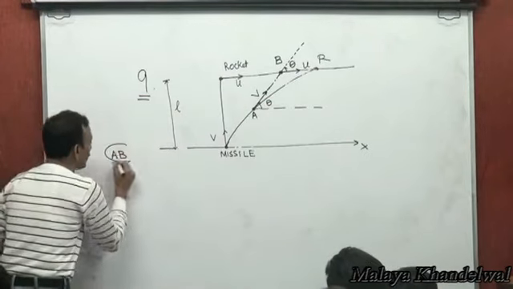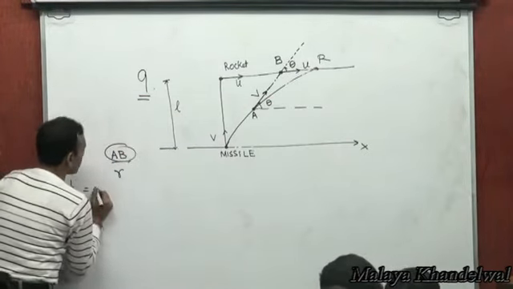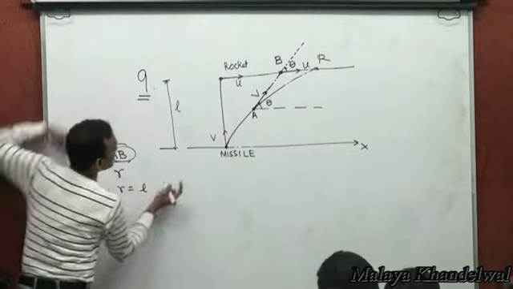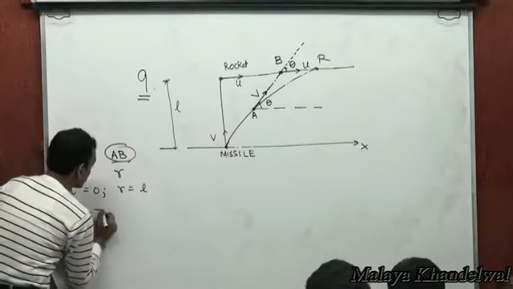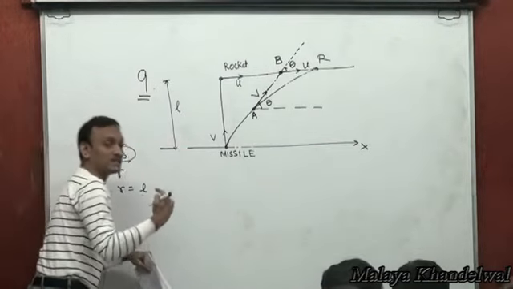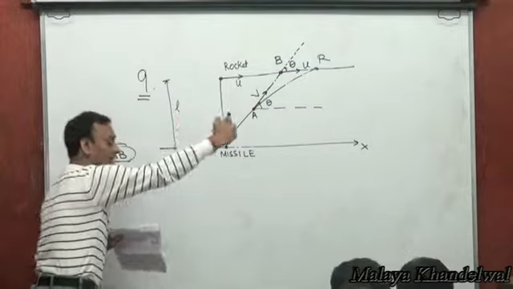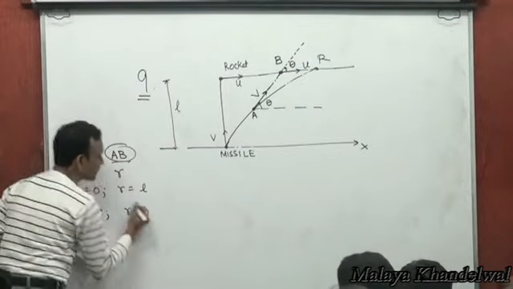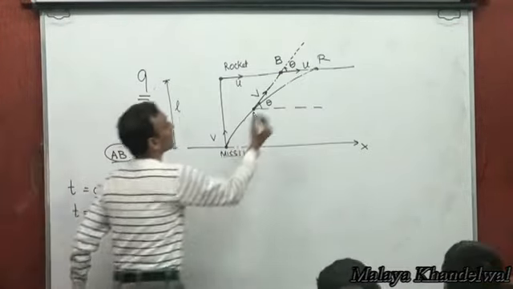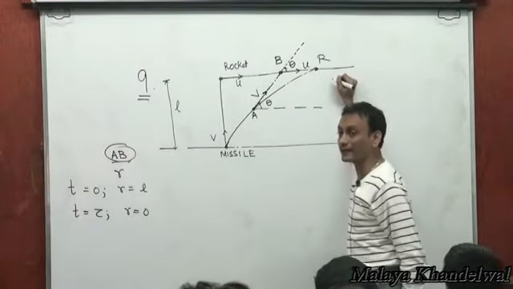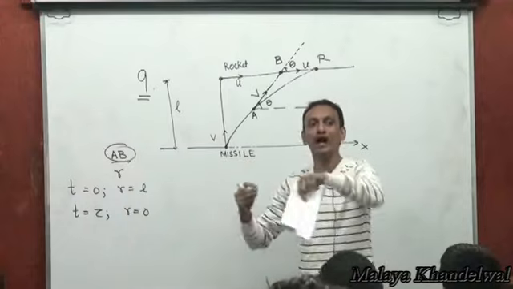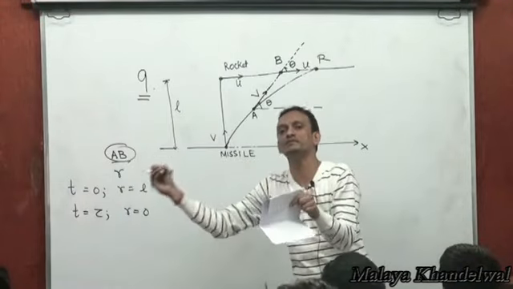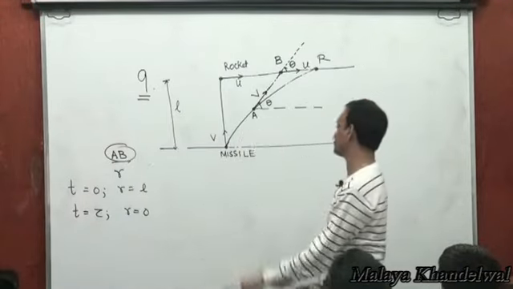At time t equal to 0, the relative separation is L, isn't it? At time t equal to tau, when the missile hits the rocket, the relative separation will become 0. That is, at this point, small r will become 0. At this juncture, small r is L. Small r is the relative separation between the guided missile and the rocket, right?